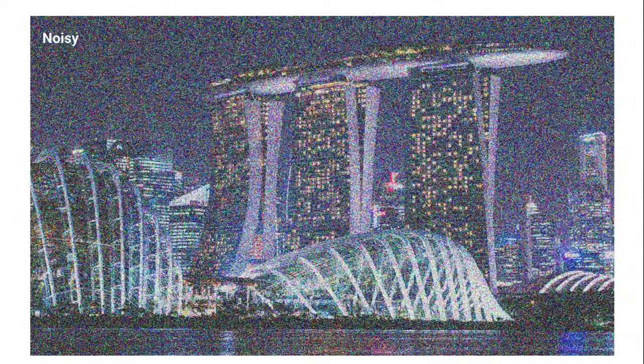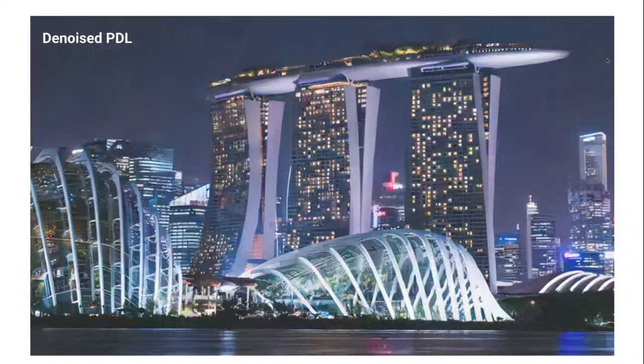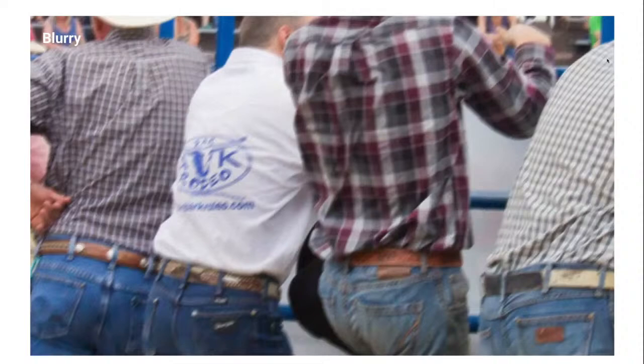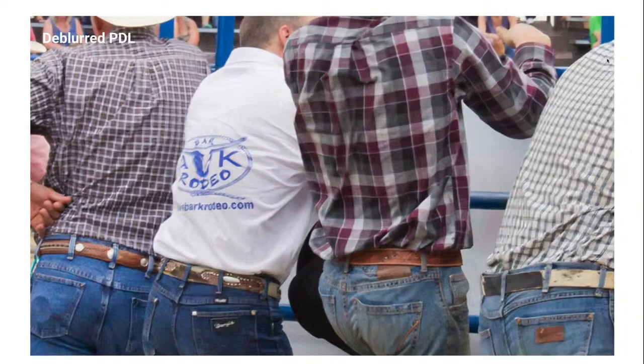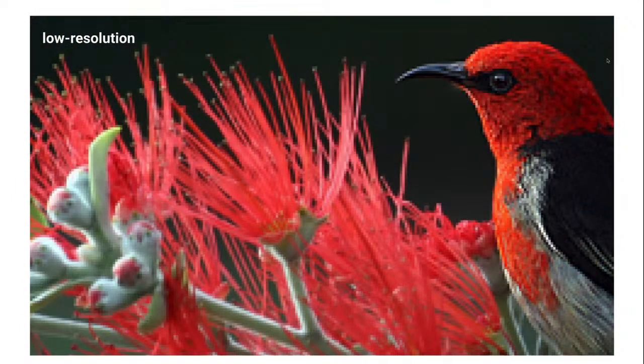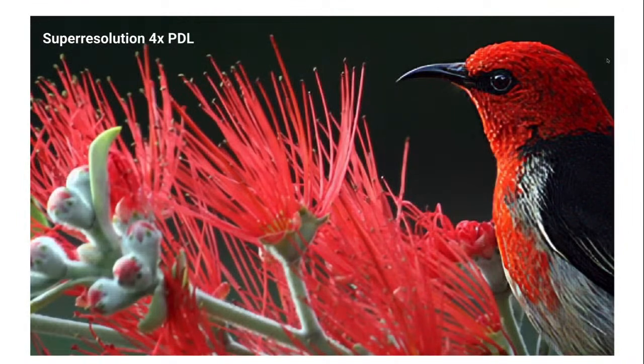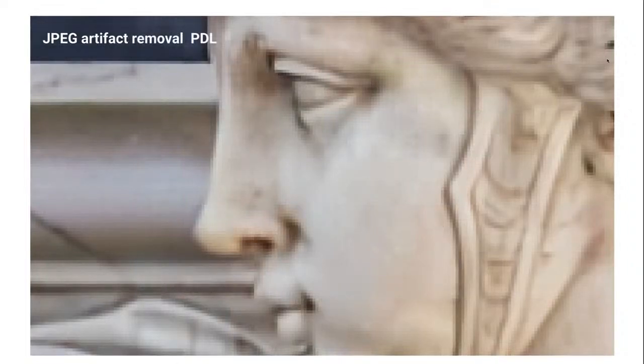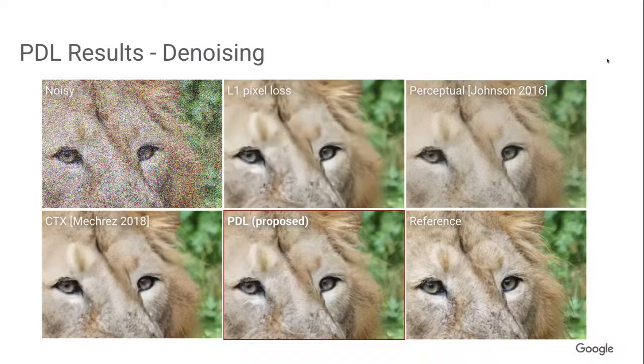We evaluated the PDL loss in different image restoration tasks, such as denoising, motion deblurring, single image super resolution, and compression artifacts removal. Here we show a comparison on image denoising of models trained with different losses. Our projected distribution loss leads to generated images that have more details than when directly minimizing the pixel loss or other approaches like the perceptual loss and the contextual loss.